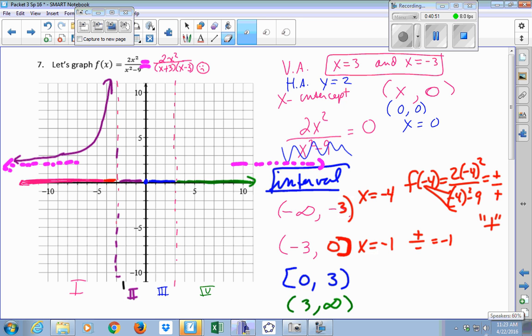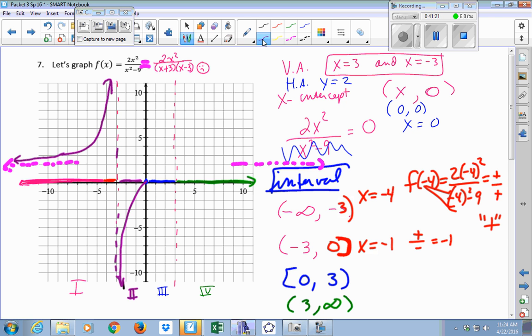So what does that tell me? When I take a step on the other side of -3, instead of being way up here at positive infinity, I've changed my sign and I'm way down here at negative infinity. So now what am I heading for? I'm way down here, I'm heading up and I stop right there at my x-intercept. Because at my x-intercept, I know I'm 0.